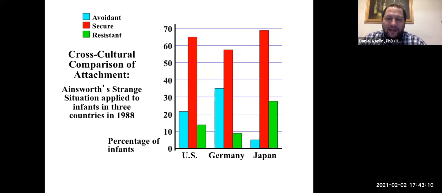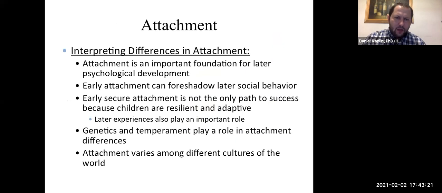Now, in Western nations, if you're not securely attached, you tend to be avoidant, whereas in Japan, you tended to be more resistant. That's the model. Now, understanding differences in attachment is important. Look, attachment is the foundation of later psychological development, and it predicts social behavior in schools and in romantic relationships and in the workforce. So attachment is very important, but early secure attachment is not the only path to success because kids are resilient and adaptive.